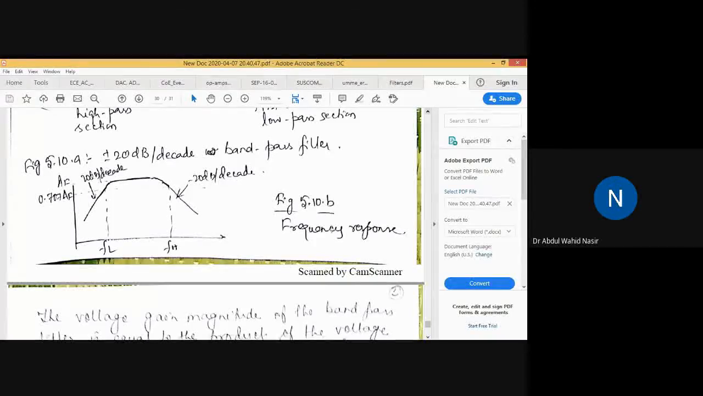Actually this frequency response is for first order. If we draw the frequency response of the second order, then the slope will be not 20 dB but 40 dB per decade, and here it will be minus 40 dB per decade.